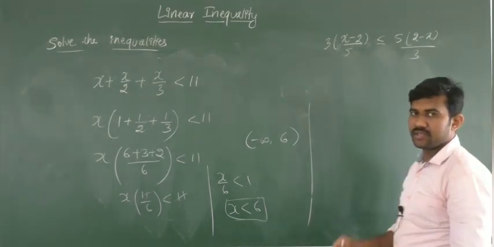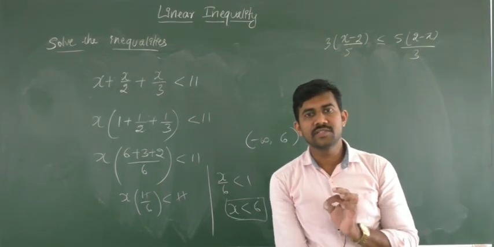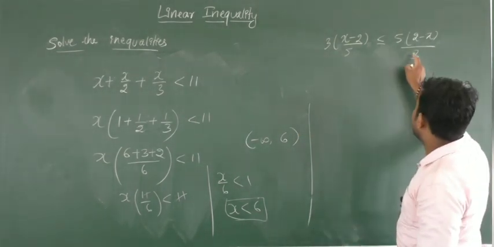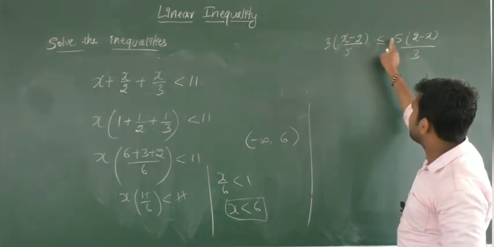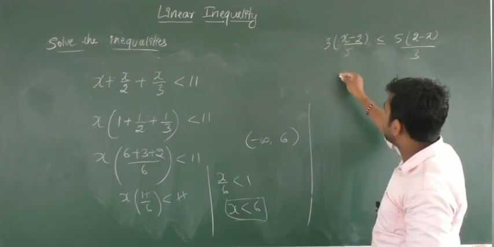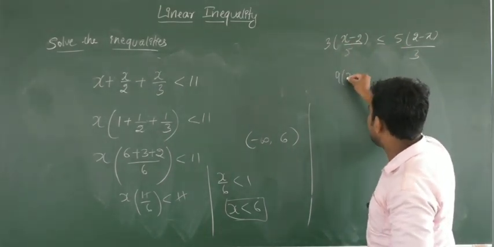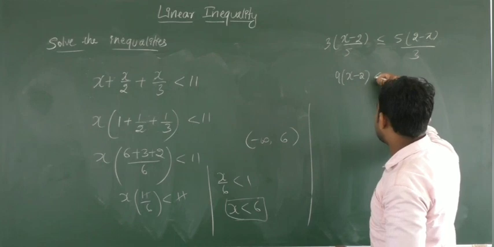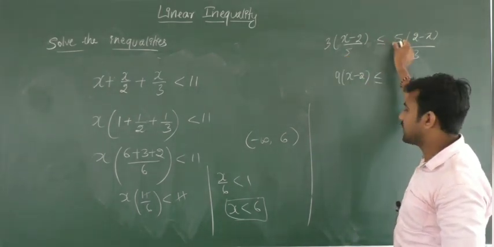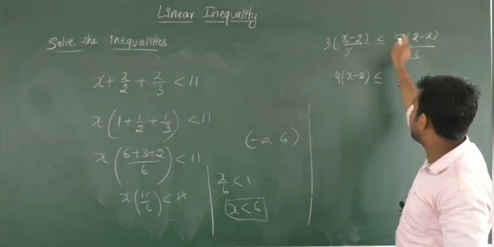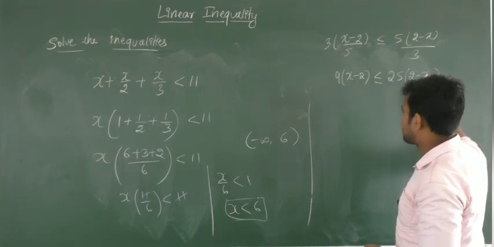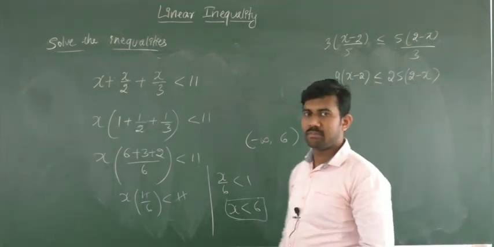or else you can use the cross multiplication method. Cross multiply 3 to this side and 5 to this side. Then it becomes 3 into 3, 9 into x minus 2 less than or equal to, the denominator goes to this side and multiplies with the 5, 5 into 5, 25 into 2 minus x. This is the cross multiplication method.